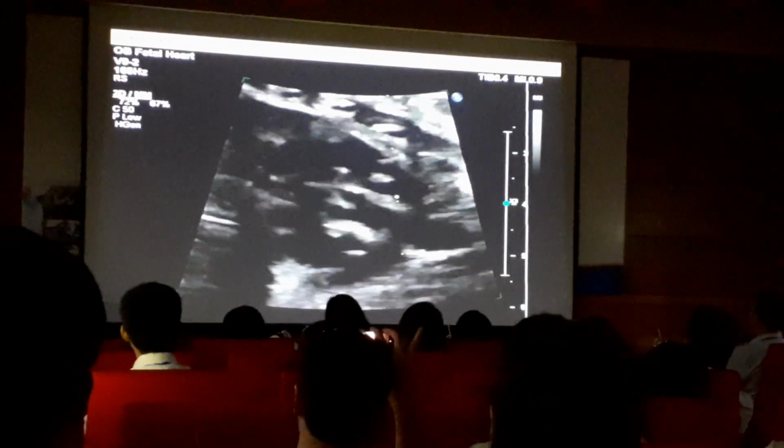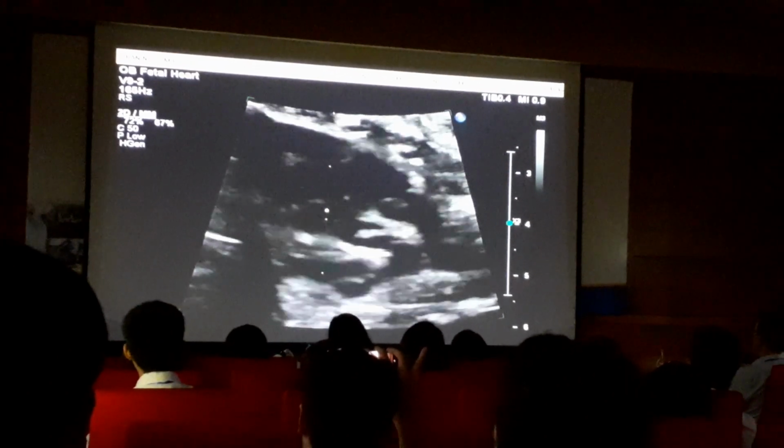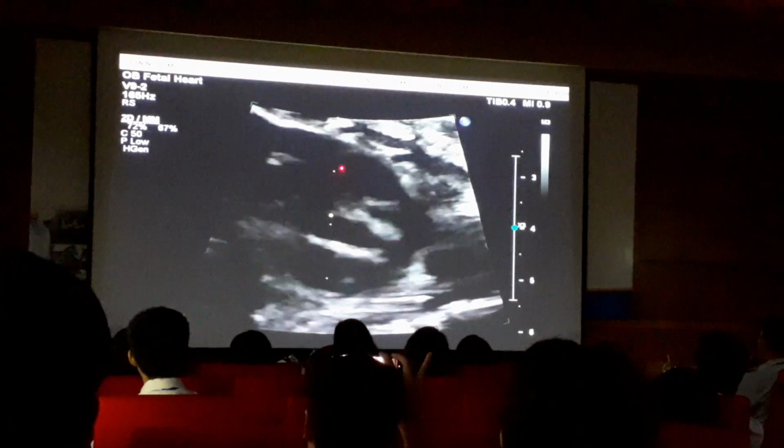So we have a plane where we can simultaneously sample the atrium and the right ventricular free wall.